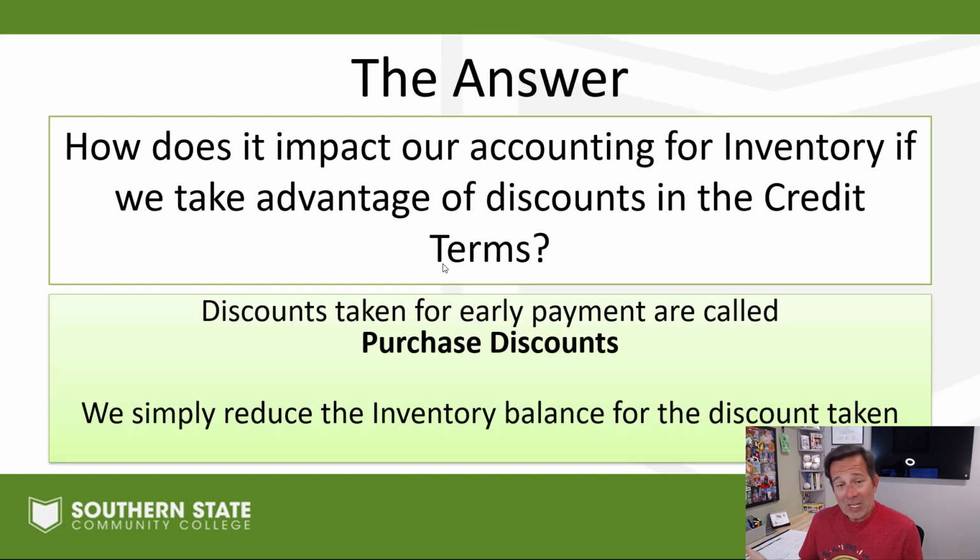Well, it's pretty simple. When we take a discount for an early payment, it's called a purchase discount. We simply reduce our inventory balance to reflect the discount that we took. We're adding amounts we paid to inventory as a debit to inventory. If we subtract amounts that we are getting as a discount, we subtract it out of inventory because we don't want that in inventory if we ended up not paying for it.